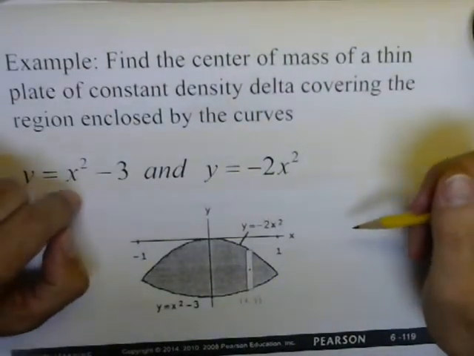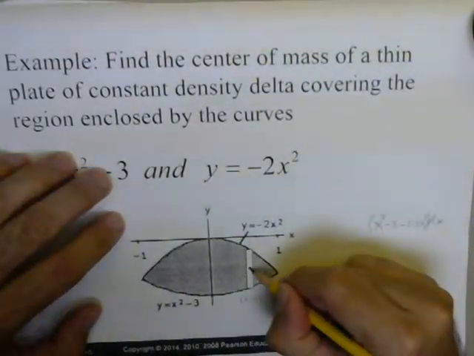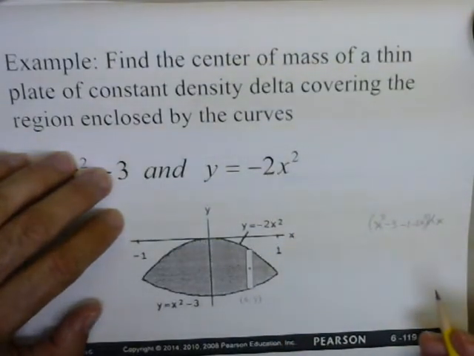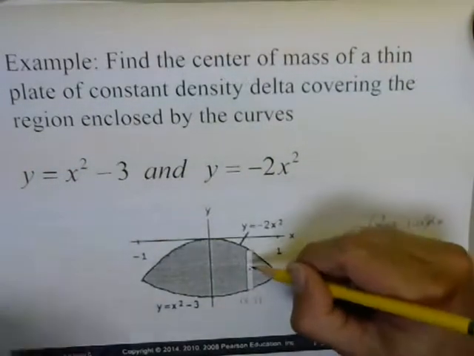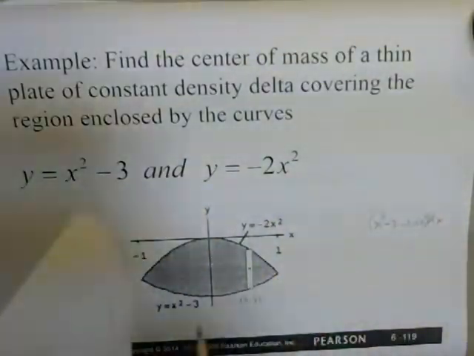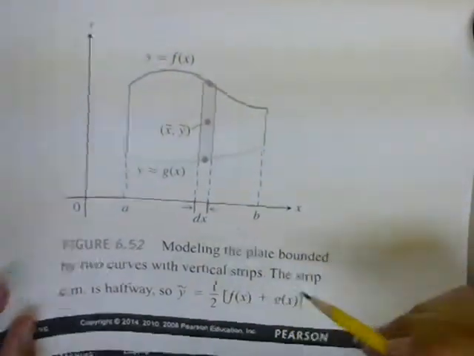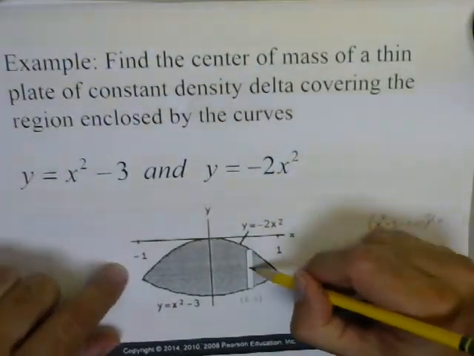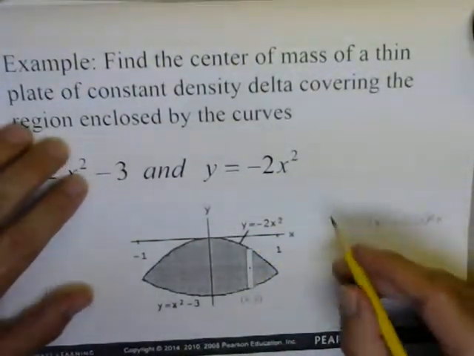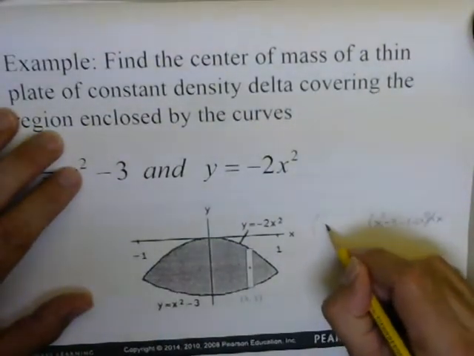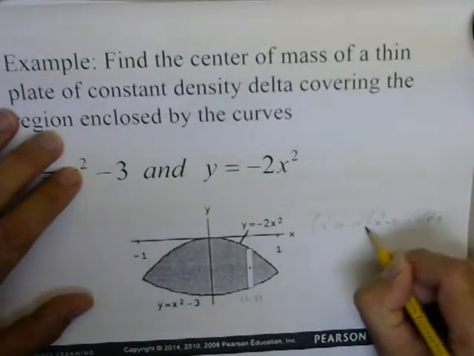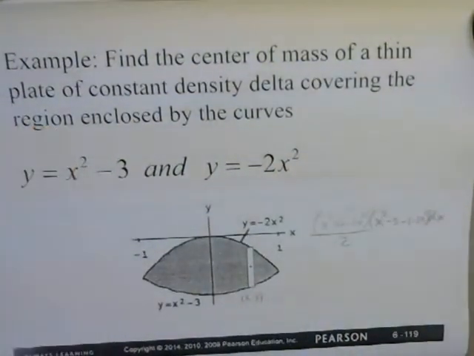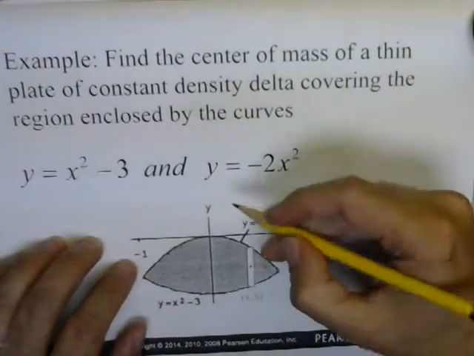what you want to do is multiply by the center of mass of the strip, right? Now the center of mass of the strip in this case will be the average of the two heights, right? It will basically be what I was calculating here. If I take this distance plus that distance and divide by 2, I'll get that. So if I take the x squared minus 3x plus the negative 2x squared and divide that by 2, that'll give you the distance there.